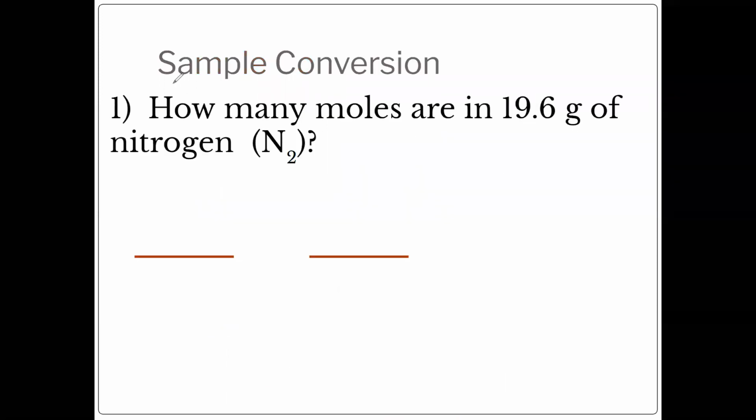So to do a simple conversion, just once again to practice it, how many moles are in 19.6 grams of nitrogen? We're going to do our handy dandy T-chart. Once again, our given number, 19.6 grams of nitrogen, is going to go there. Our placeholder 1 is going to go there. We want to know moles. We have to get rid of grams.